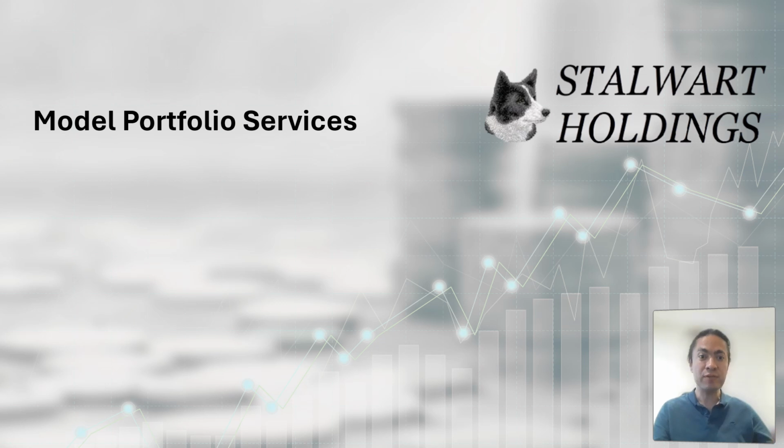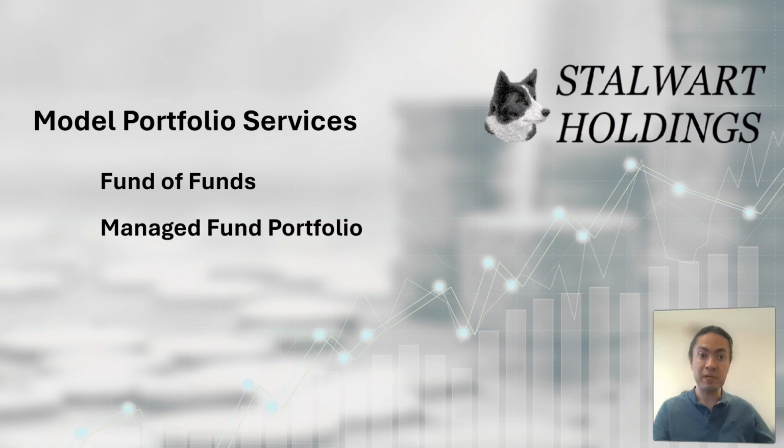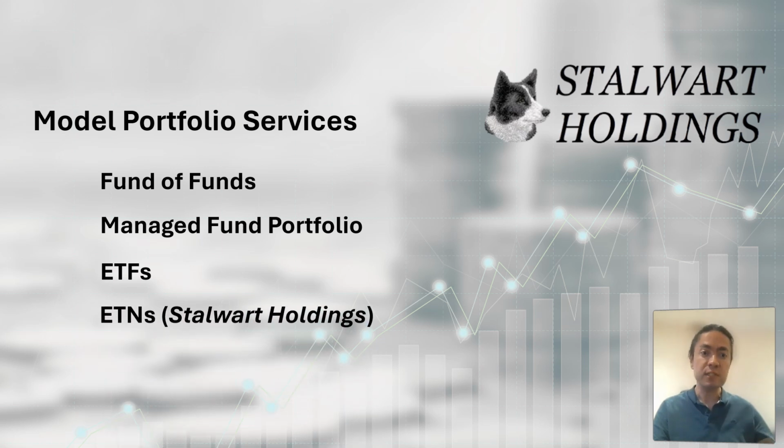The legal structure of a model portfolio service can vary, and there are implementations using fund of funds, or you could use a managed fund portfolio, which I think is probably the most typical one, an ETF, or an ETN, such as in the case of Stalwart Holdings. The legal structure choice affects mostly tax concerns, and we will discuss that in another video.